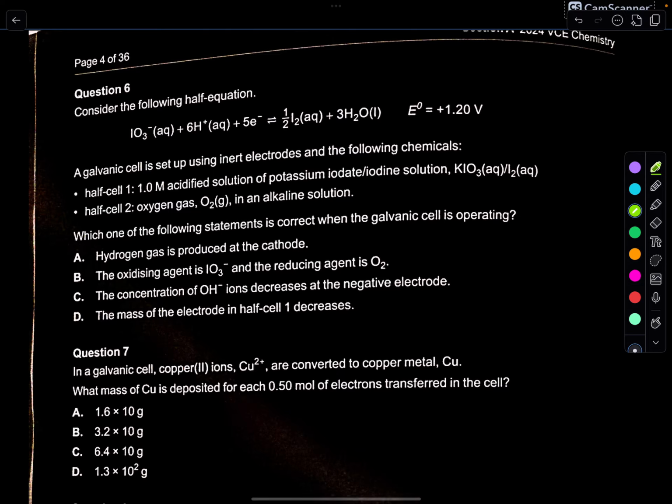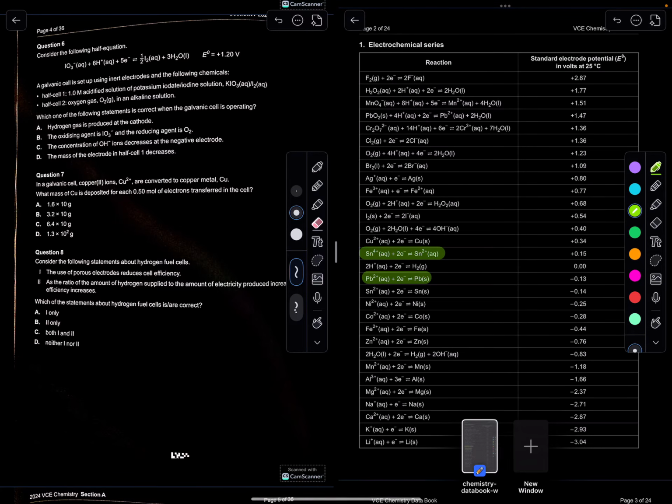Consider the following half equations. So it's a half equation, okay. A galvanic cell is set up using inert electrodes and the following chemicals. Half cell 1 is 1 molar acidified potassium iodide solution, which is actually just this over here. Half cell 2 contains oxygen gas in an alkaline solution. Which of the following statements is correct when the galvanic cell is operating? Before we even look at this, let's look at what the equations are.